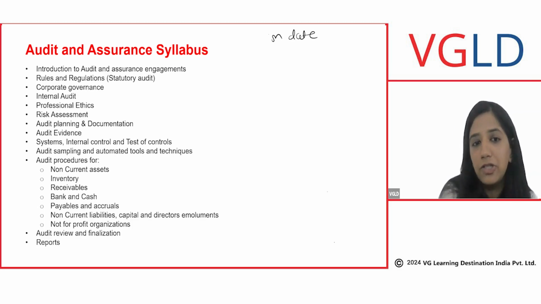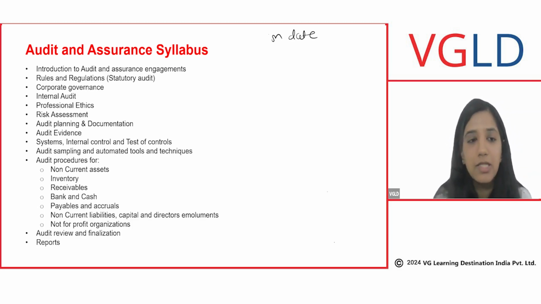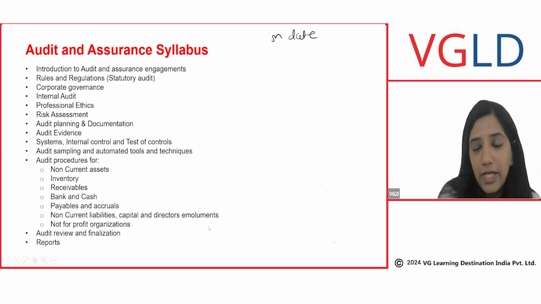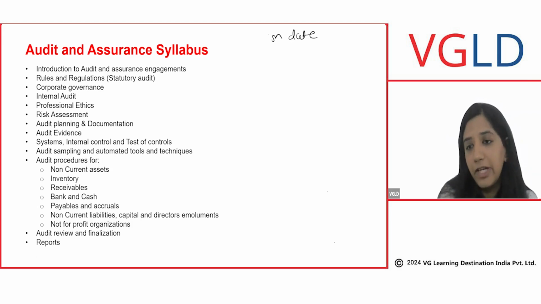Because it's not just statutory audit, it is also about internal audits. Corporate governance, professional ethics, what will it look like as a professional? How do you ethically behave? Because you have a certain amount of rules and regulations to follow.